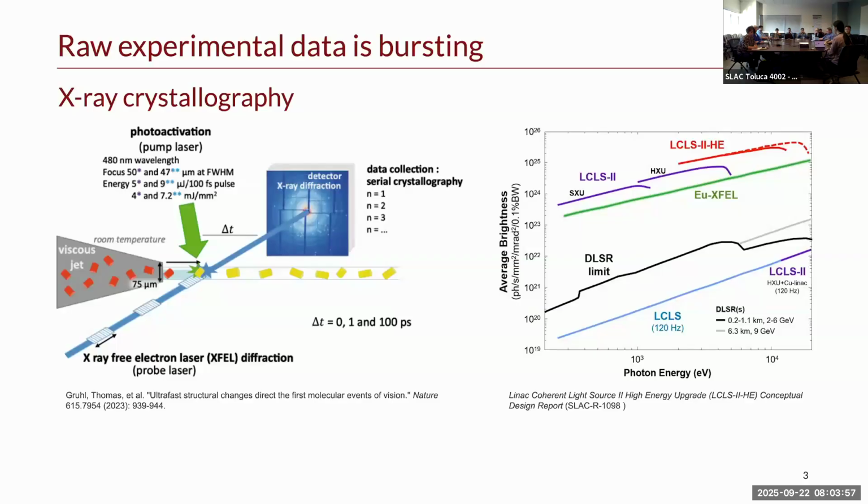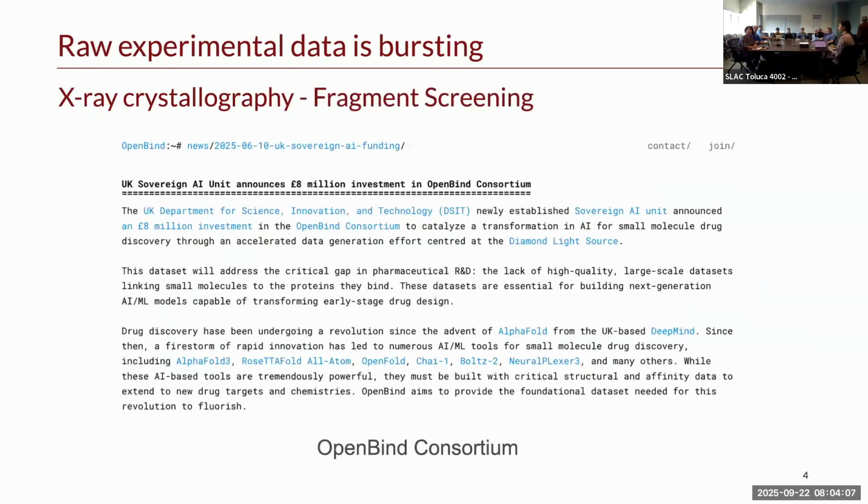And other than serial crystallography, there are also other very exciting developments going on just on the data sets front. For example, Diamond Light Source just got an 8 million investment to do this OpenBind, which is essentially a data set specifically for AI/ML development on small molecule drug discovery. So that's curating fragment screening data sets between protein and small molecule binding.